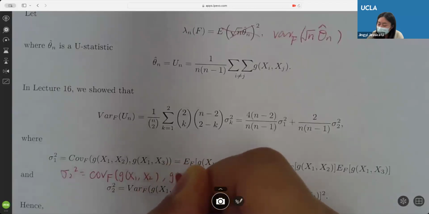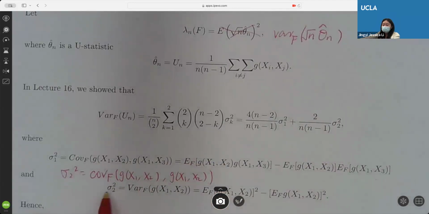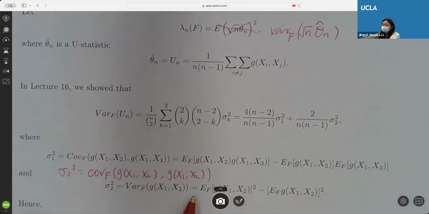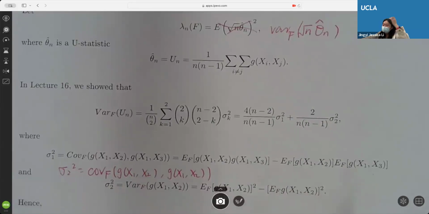So it's G(x1, x2) and G(x1, x2). So both are identical. And then this covariance is exactly the variance, right? Because they're identical. So we're basically expressing sigma 1 squared and sigma 2 squared based on the covariance and variance formulas. For covariance, we know it's equal to the expectation of the product minus the product of expectations. And for the variance formula, we know it's equal to the expectation of the square minus the square of the expectation, right? We're using this formula again.